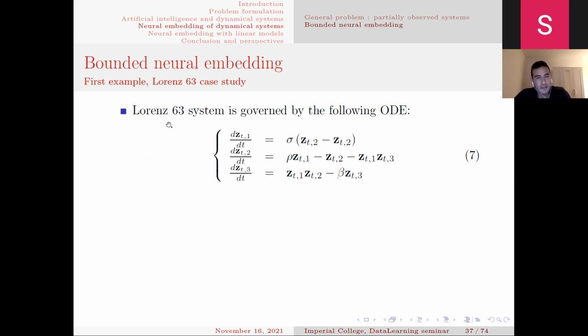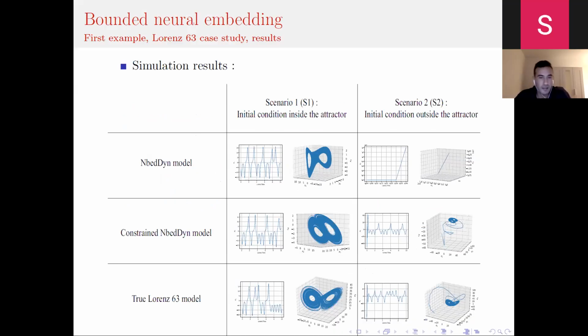We then tried our bounded version of the neural embedding model on the Lorenz 63 dynamical system. When compared to the initial neural embedding formulation, the unconstrained version, the constrained version can simulate Lorenz 63 dynamics and doesn't diverge after a finite amount of time. More importantly, even if given an initial condition that is farther from the observations, the boundedness constraints make sure that we get into the attractor spawned by the observations and we stay there to infinity.